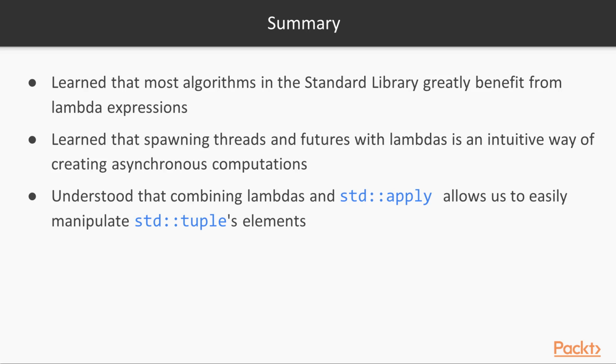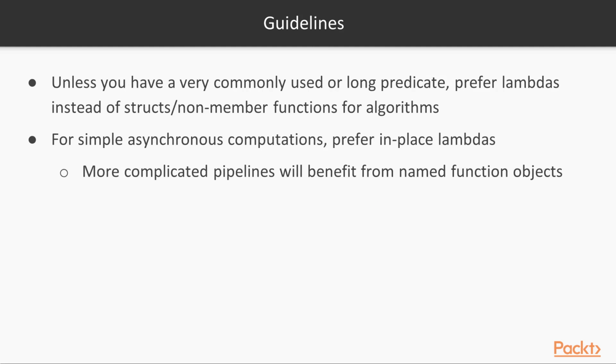Here's a quick recap for this video. Most algorithms in the standard library greatly benefit from lambda expressions. This allows you to make your code more expressive, shorter, and way more intuitive. Spawning threads and futures with lambdas is also an intuitive way of creating asynchronous computations. Combining lambdas and std::apply allows us to easily manipulate std::tuple elements and create some very useful utilities and abstractions that allow us to either call a function with the tuple elements or iterate over them by generating code for each element.